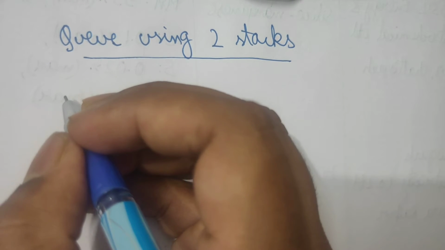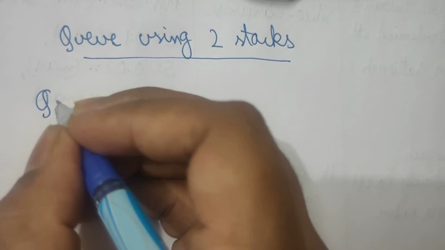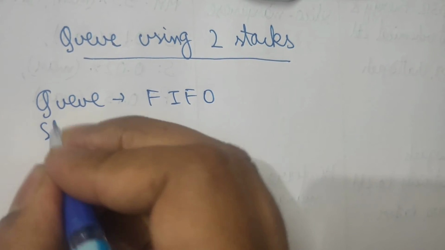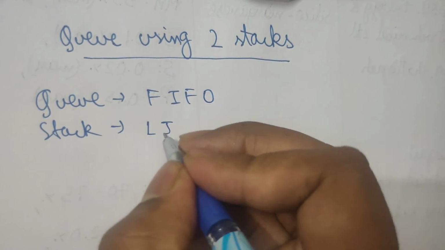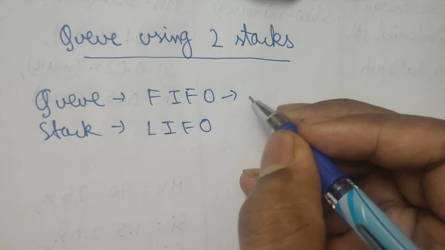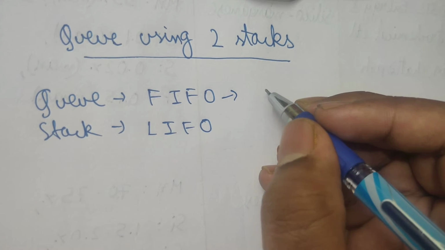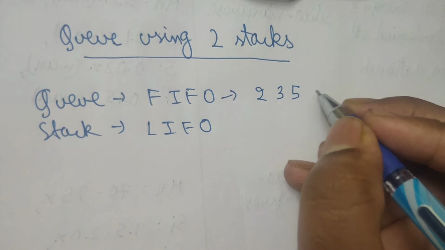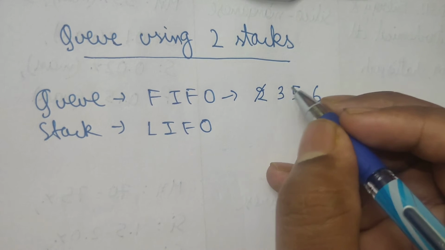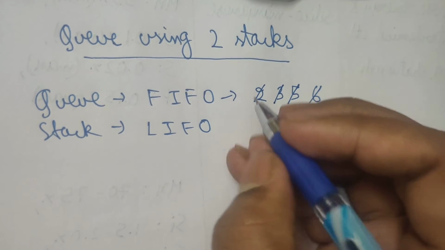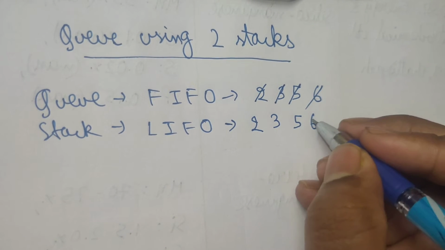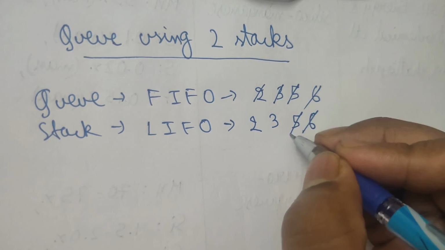As you know, the queue data structure is first in, first out, and a stack is last in, first out. So in a queue, suppose first we push 2, then 3, 5, 6, and when we do the pop operation, first we will delete 2, then 3, then 5, then 6. In a stack, suppose we push 2, 3, 5, 6, and when we do the pop operation, we remove first 6, then 5, then 3, then 2.